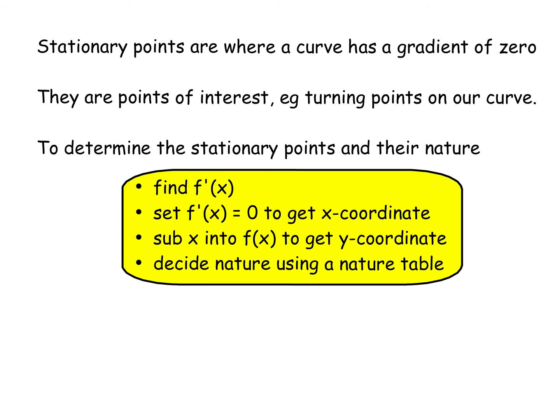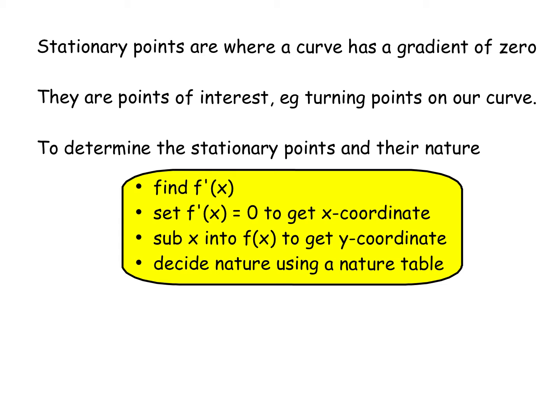So stationary, if you think of the word stationary, not to do with pens and pencils but to do with standing still. Stationary is when you are stopped. In terms of maths, the stationary points are when a curve has a gradient of 0. They're called points of interest, or more particularly turning points of our curve. It's where your curve starts to change direction and go from up to going down. It creates a maximum turning point, for example.